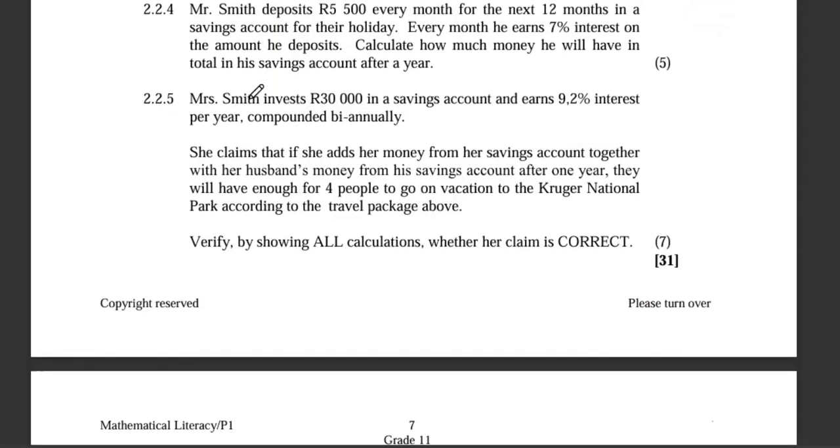2.2.2.4. Mrs. Smith deposits 5,500 every month for the next 12 months in a savings account for their holiday. Every month he earns 7% interest on the amount he deposits. Calculate how much money he will have in total. Take note of that. In total in his savings account. Remember, every month he is putting 5,500. That means we shall multiply this by 12 plus how much interest does he get on this money.